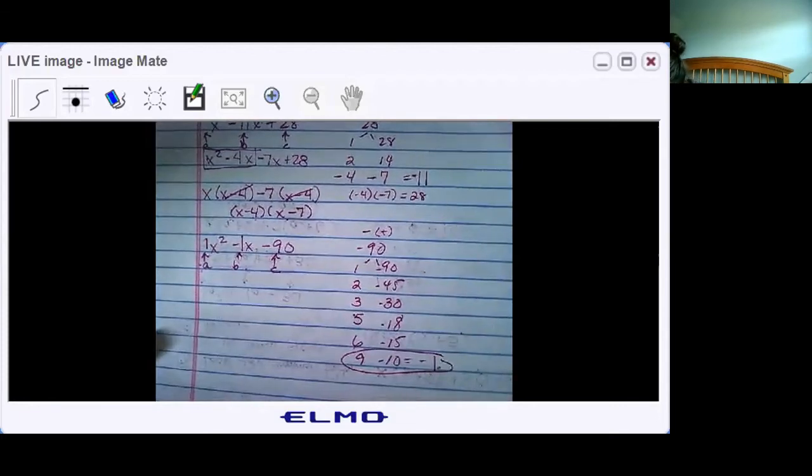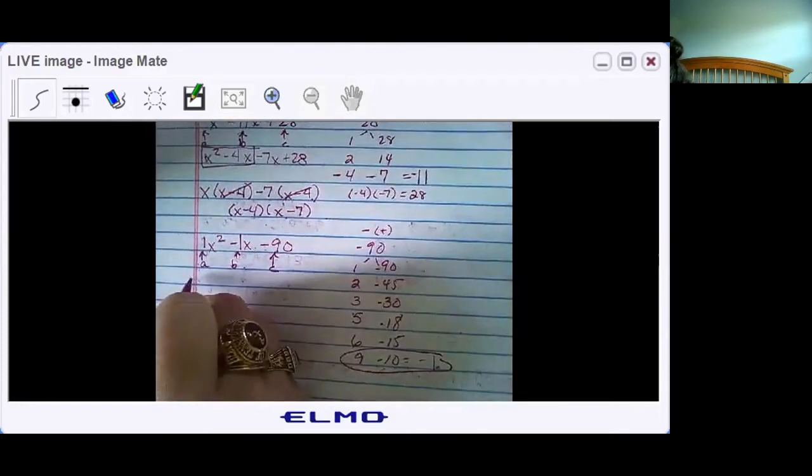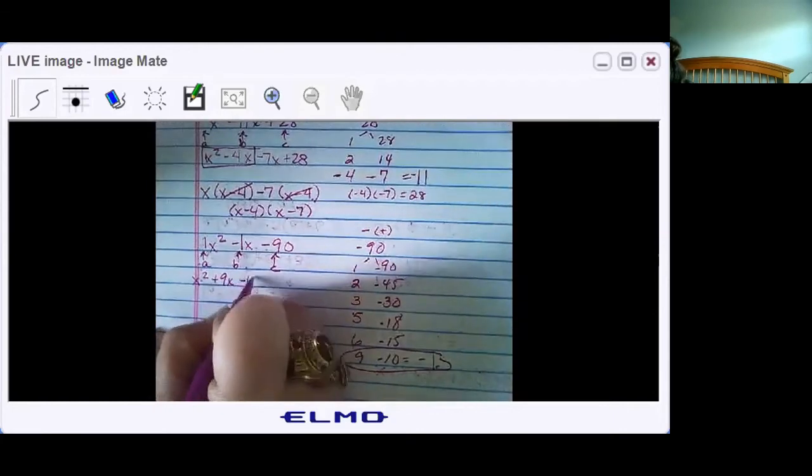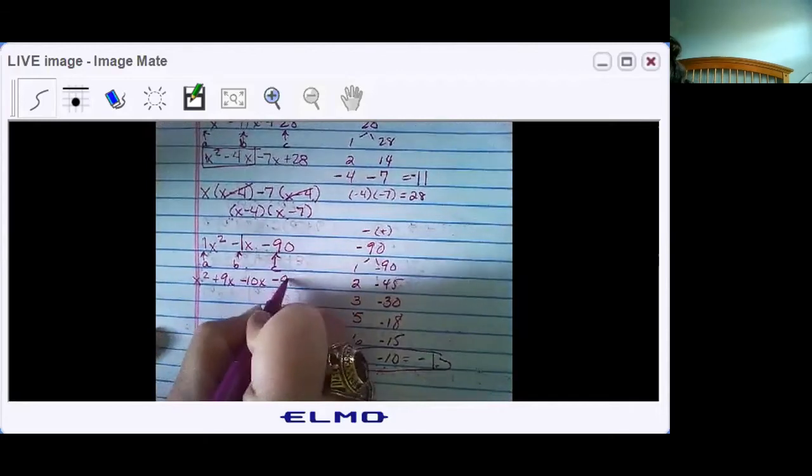Okay, so let's put it in. So this becomes x squared plus 9x minus 10x minus 90.